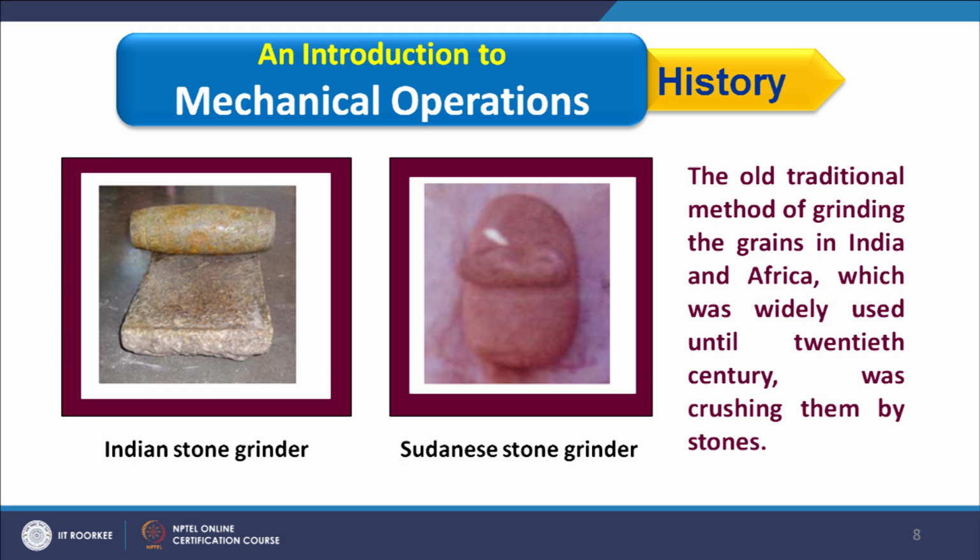And if I consider these grinders, these are basically the old traditional method of grinding grains in India and Africa, which was widely used until the 20th century, crushing them by stone. So, if we consider the history of mechanical operation, we are using this, whether we are aware of it or not. Right now, as far as mechanical operation is concerned, we are technically sound, but previously, when we did not have that much technical knowledge, we were still using this for our benefit.